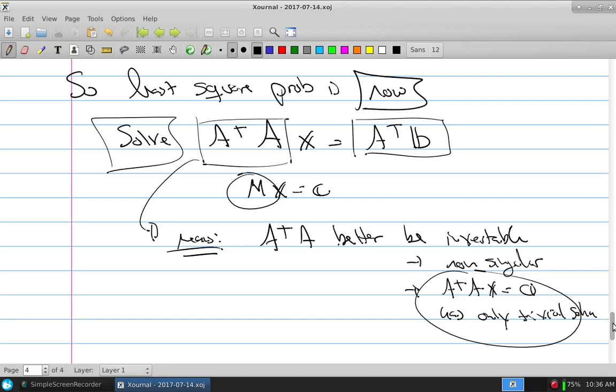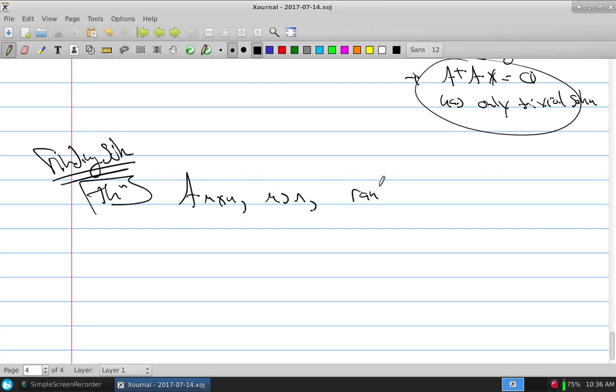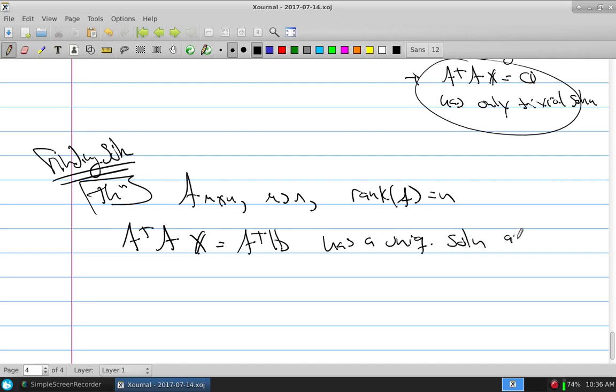And so we get the next part. How do I solve it? Finding the solution. And so what we have is the following theorem. A is m by n, m greater than n, rank of A equal to n. So what do I have? An overdetermined system with no free variables. That's what we're talking about. Then A transpose A x equals A transpose B has a unique solution, and that solution is the least squares problem solution.